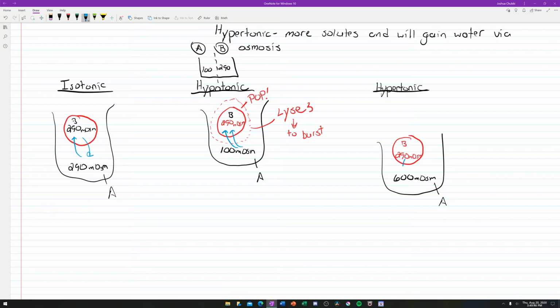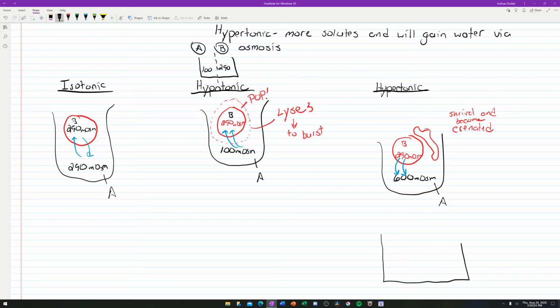Therefore, the water is going to move out of the cell. It's going to move out of the cell. And what that is going to do is cause this poor little guy to shrivel up into nothing. You're going to get this little shriveled red blood cell, and that's called crenated. It is crenated. They shrivel and become crenated.